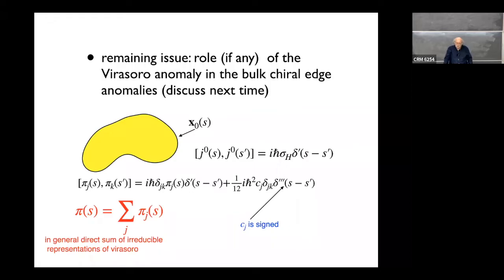So the remaining issue, which I'll discuss next time, is a very interesting issue: what role, if any, the Virasoro algebra plays. There are two anomalies in quantum Hall systems. There's the U(1) anomaly, which is the quantum Hall effect itself, which says that the commutation relations of the edge charge densities are basically the Hall conductance times h bar times the derivative of a delta function along the edge, and the other one is the Virasoro anomaly.